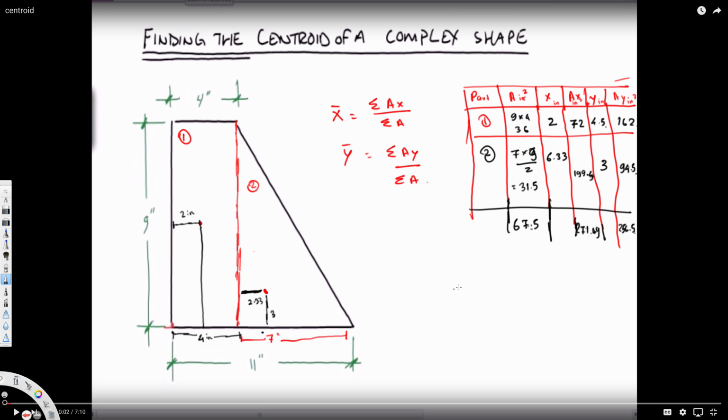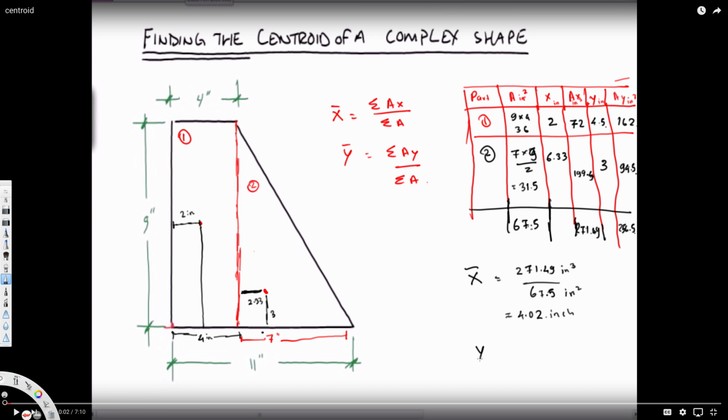Now to find x bar and y bar, we simply substitute these values in the equation, and that will give us the final answer. So sigma Ax is 271.49 over sigma A, which is 67.5, and if I divide both of them, I will get 4.02. We have to be careful about the unit. Ax, area times distance, is inch cube, and the bottom, area, is inch square. So if I divide both of them, I will get inch.